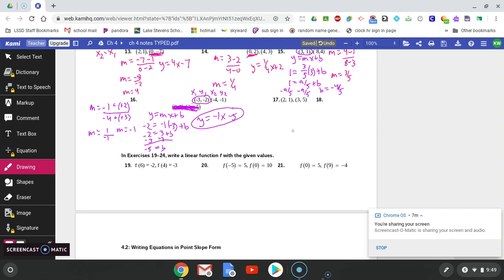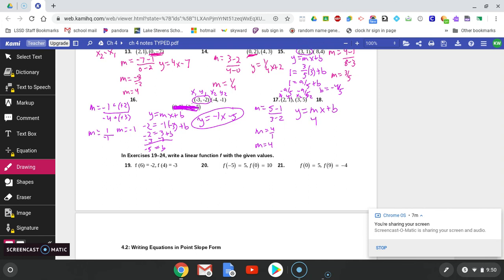So number 17. So I have my two coordinate points. Again, I can label them as x1, y1, x2, y2. Find my slope. So y2 minus y1 over x2 minus x1, which gives me 4 over 1, which is just 4. They didn't give me b, so I'm going to use the equation y equals mx plus b.